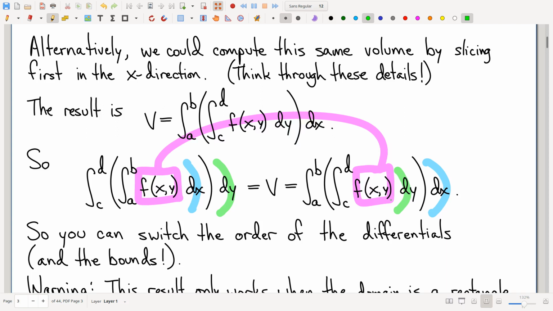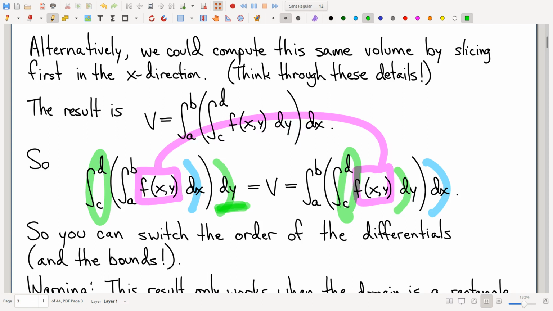But also, and easy to lose track of, it also switches the bounds. C to D, being as those are values for y, and over here in this new formulation with y on the inside, C to D bounds now also go to the inside. So you got to keep this as really important. A lot of students get this wrong. When you switch your differentials, you have to also switch the bounds.